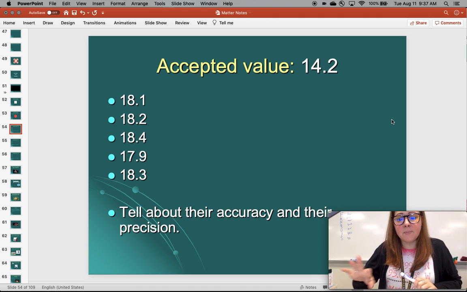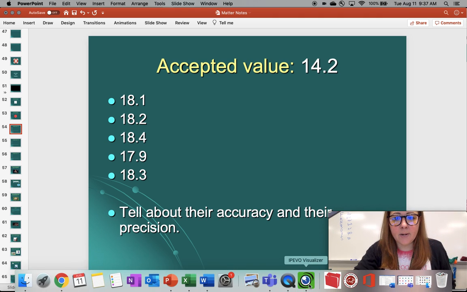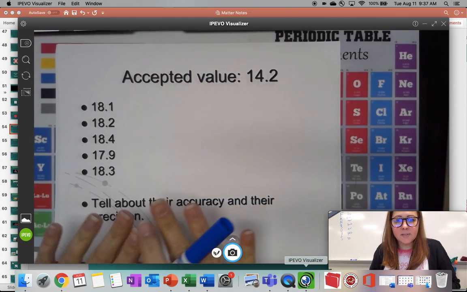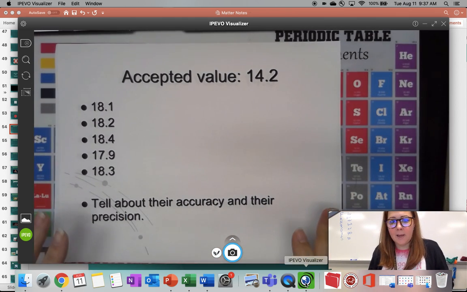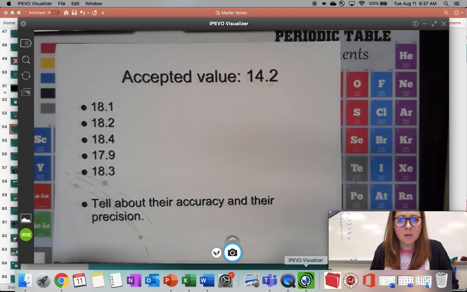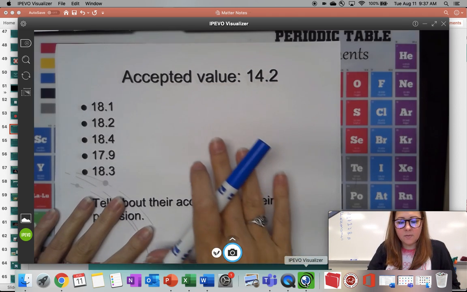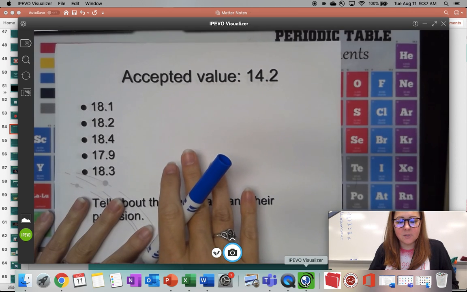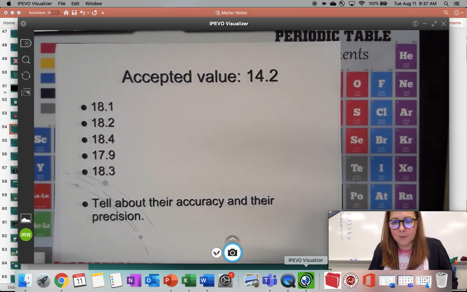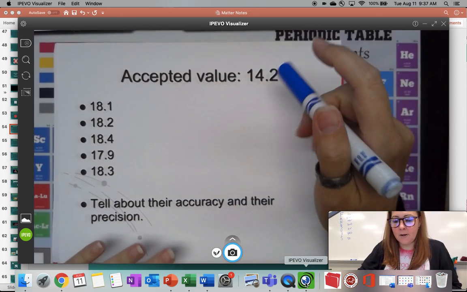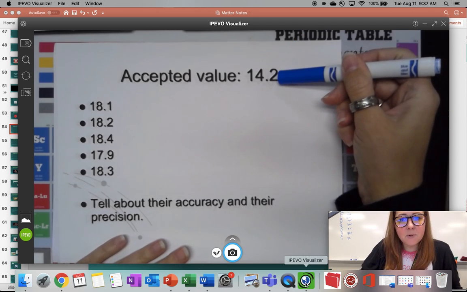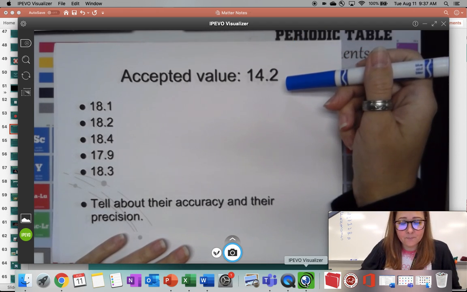So we have some data sets, and I'm going to switch over to my document camera here just so I can write on them. You'll see something like this in a test or in a lab, where we're looking at the numbers that you get in the lab. There's no units with any of this, it's just the numbers themselves. I want to trim it down a little bit. But you have your accepted value up here. The accepted value is the correct answer.